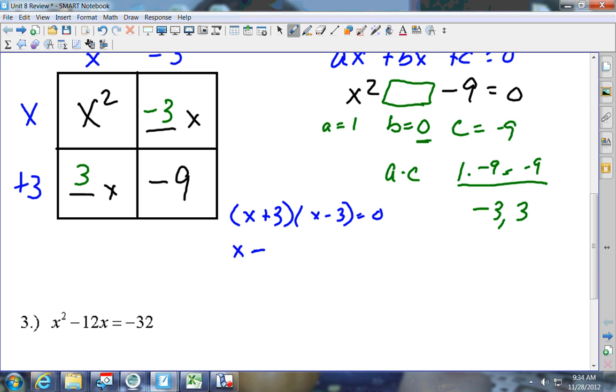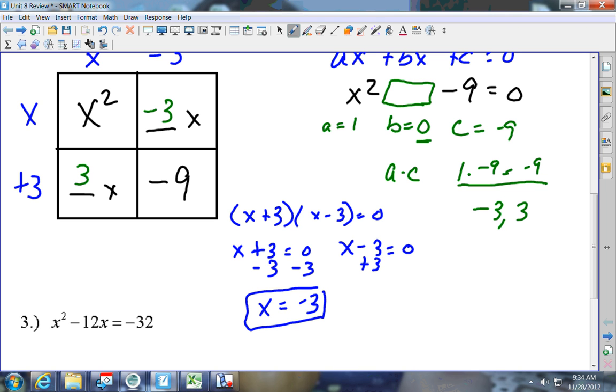X plus 3 equals 0, and x minus 3 equals 0. Subtract 3 from each side. X equals negative 3. Add 3 to each side. X equals 3. These are my x-intercepts, which are my roots, which are called my solutions.